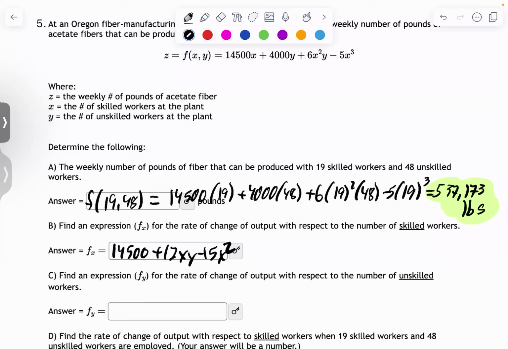And now with respect to unskilled workers, that's y. So the 14,500x goes to 0 when we take the derivative with respect to y. We end up with just 4,000 plus 6x squared. The y goes away. And the minus 5x cubed also goes away. So we just have a smaller expression.